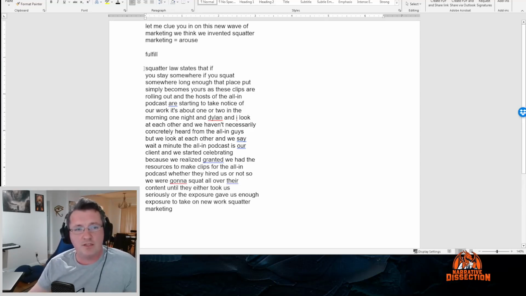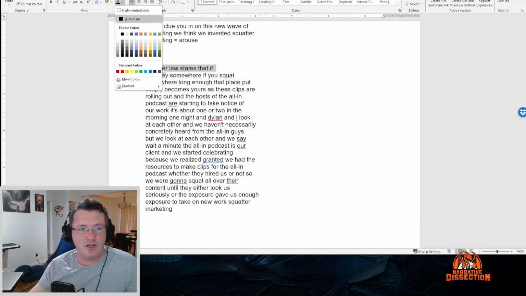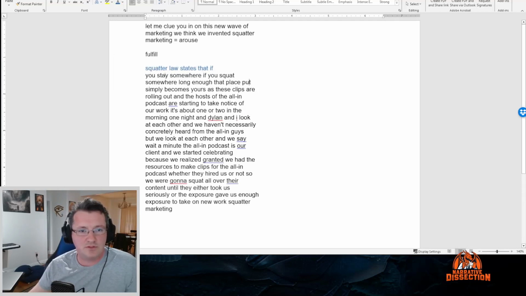Squatter law states that if you stay somewhere, if you squat somewhere long enough, that place simply becomes yours. All right, this would be a sentence of agreement. Let's just use blue to highlight that. We typically go blue for agreement, red for contradiction, green for consequence.